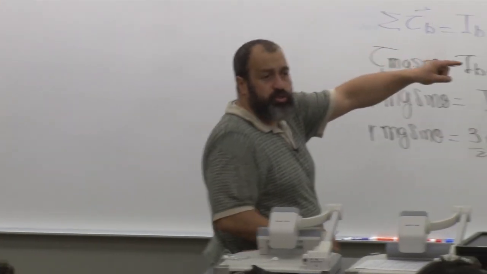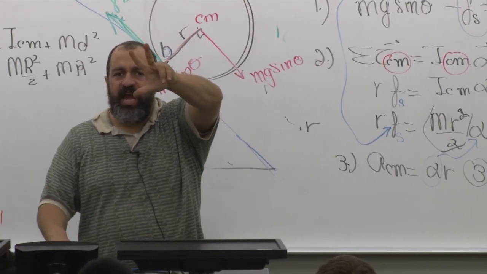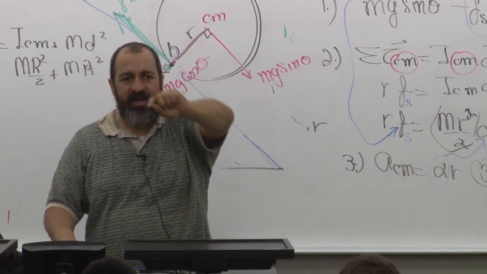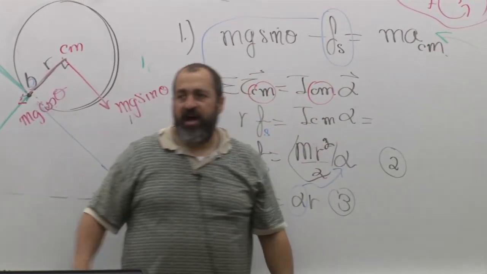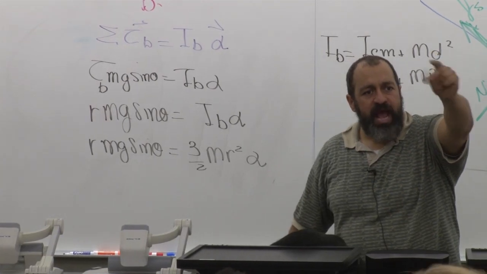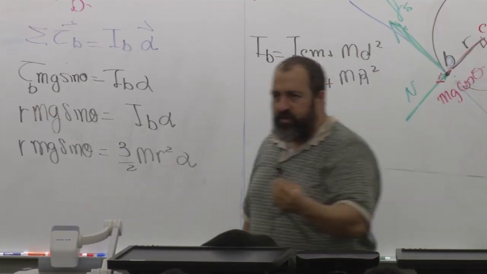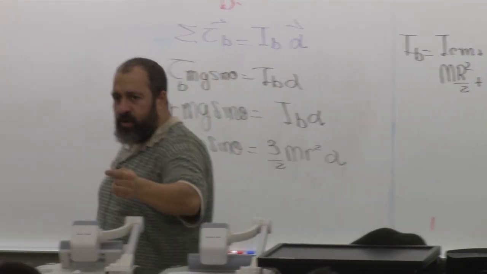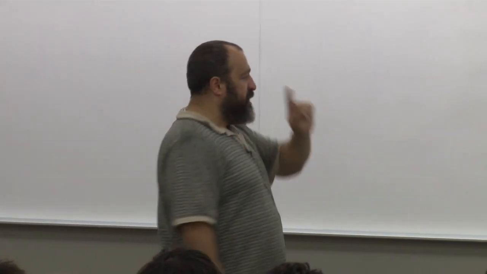In that approach, we had 3 equations of motion and we had 3 unknowns, F, A, and alpha. In this approach, we're using only 1 equation and we're getting our answer right away. This is the power of using the momentary pivot approach, the approach of using the point at the bottom of the wheel as a pivot of rotation. That's why it's so powerful.